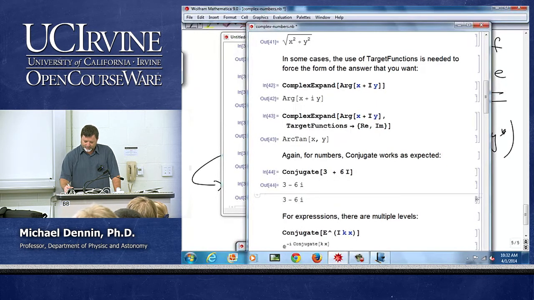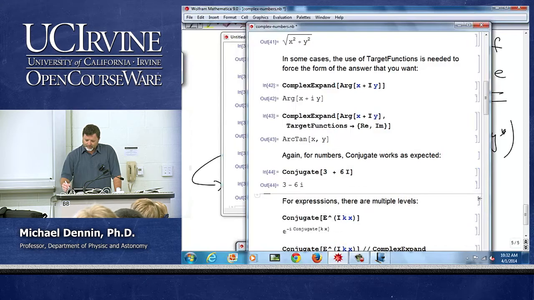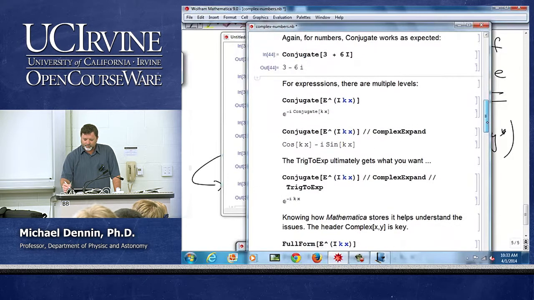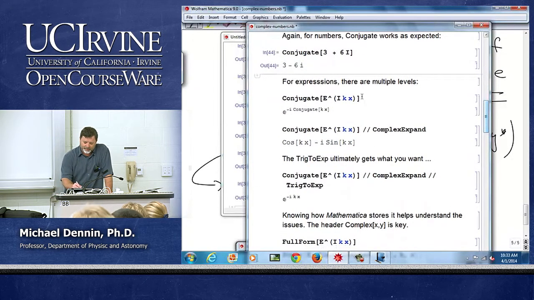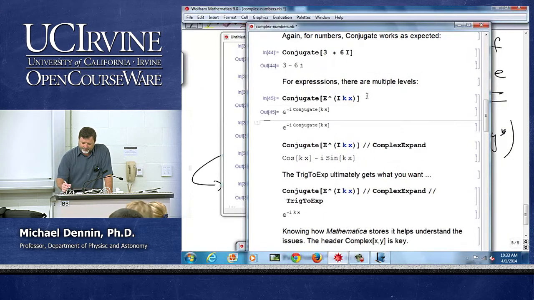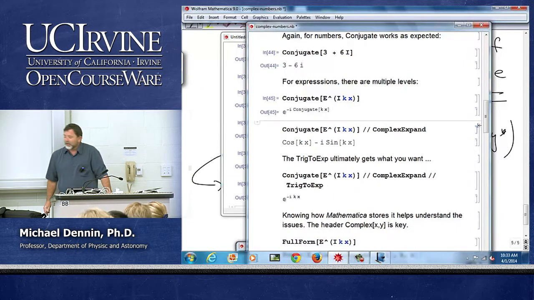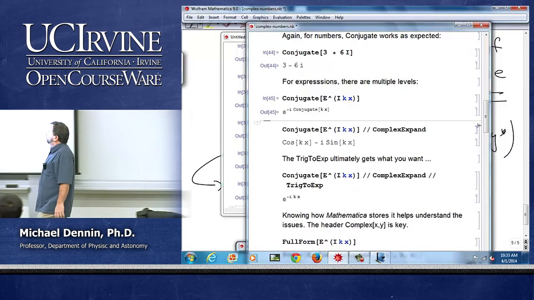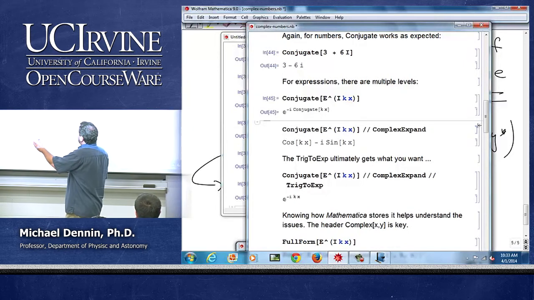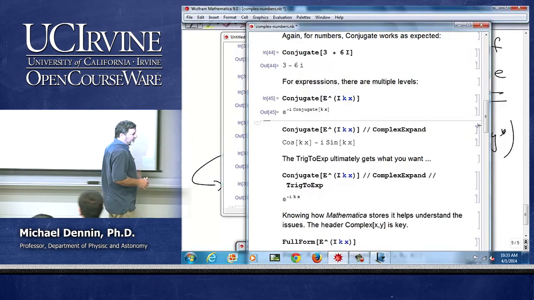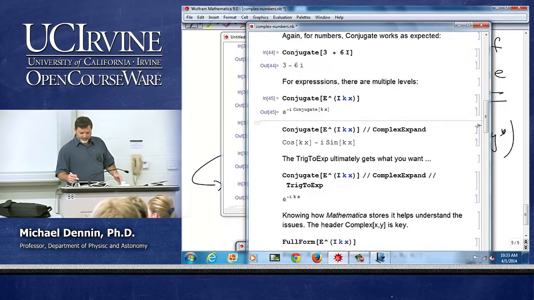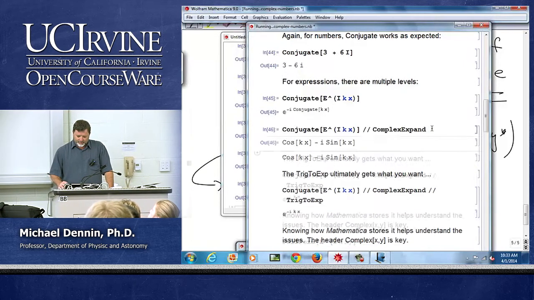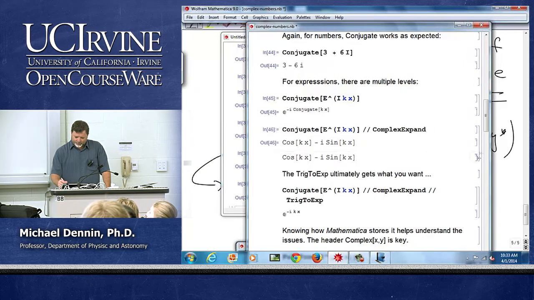So with the conjugate, on a number it works just fine. 3 plus 6i becomes 3 minus 6i. But for our function, and here I'm doing e to the I kx, notice what it did. It did e to the minus I, the conjugate of kx, because it thinks k and x are complex numbers. Okay? But I can do complex expand. And now you see Mathematica decided to get tricky on me.